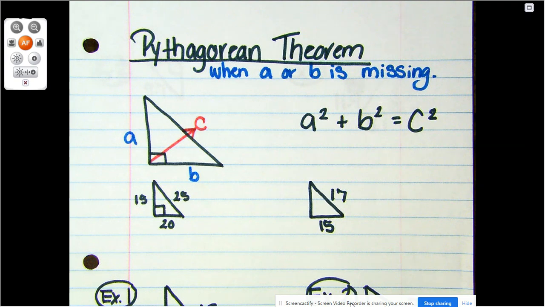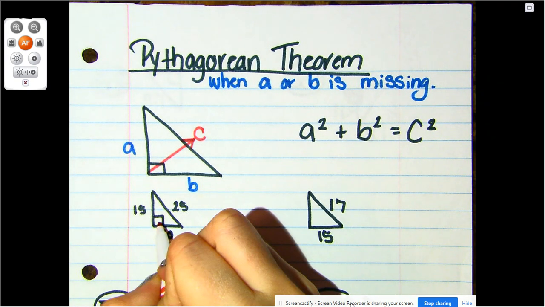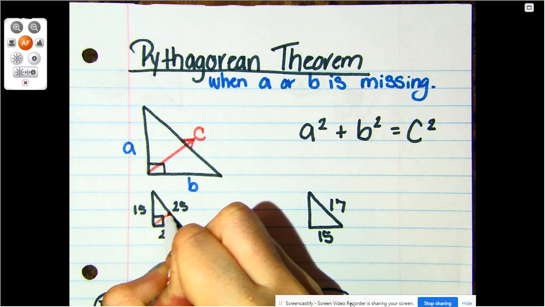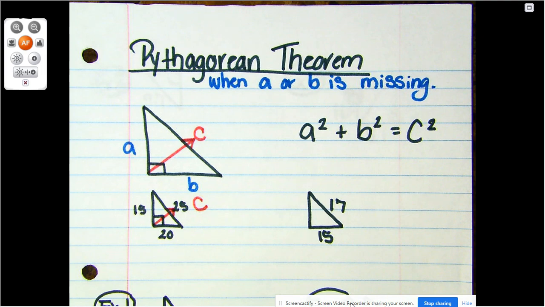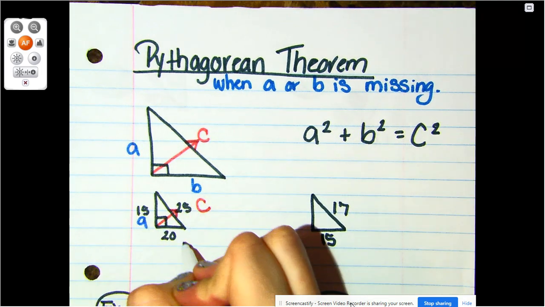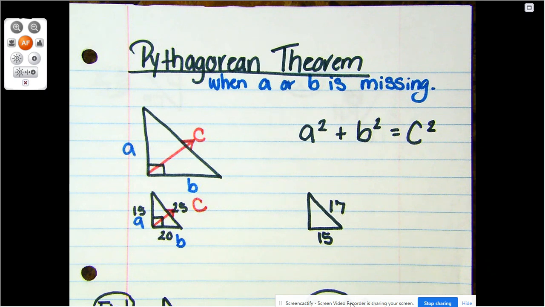We are going to identify our side lengths in the first two examples that I have here. So first, identify your right angle. Right across from that is going to be your longest side, and that has to be C. And then I'm just going to put an A next and a B next to the two legs.